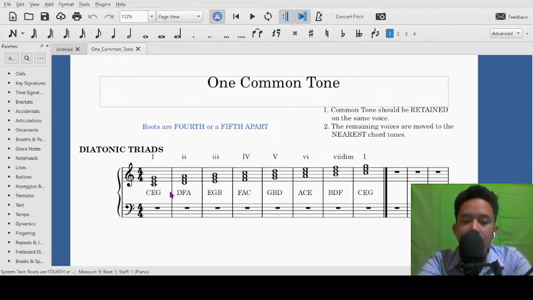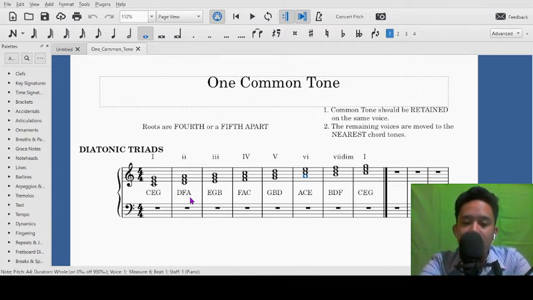So C and F, they are a fourth apart. One, two, three, four. So they have one common tone, which is the C. Both of them share one common tone, which is the C. The same with D and G, and D and A. They share one common tone. Like D and G, both of them have the letter D. D and A, both of them share one common tone, which is the A.